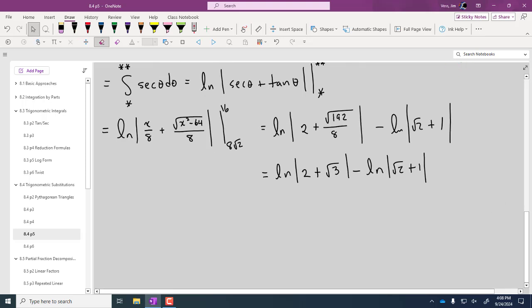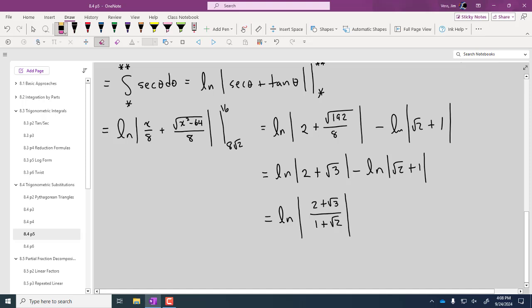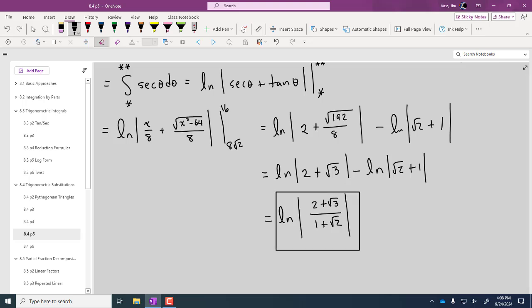Okay, one more step. We can combine our logs into division. No plus c, we already evaluated. And usually that's where we would stop. Anyone have a question on that one?